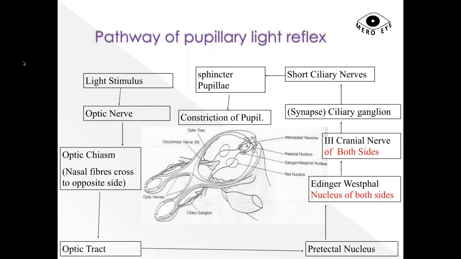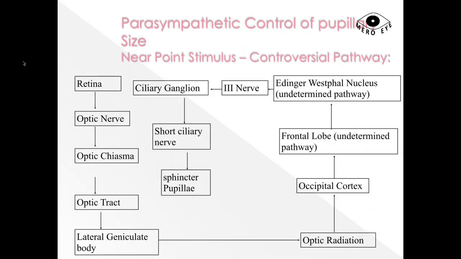So if there is no problem in this pathway, from the pretectal nucleus to the Edinger-Westphal nucleus in continuity, then when we shine a torchlight into one eye, both pupils should constrict at the same time. The parasympathetic nervous system also controls another phenomenon, that is the near reflex.